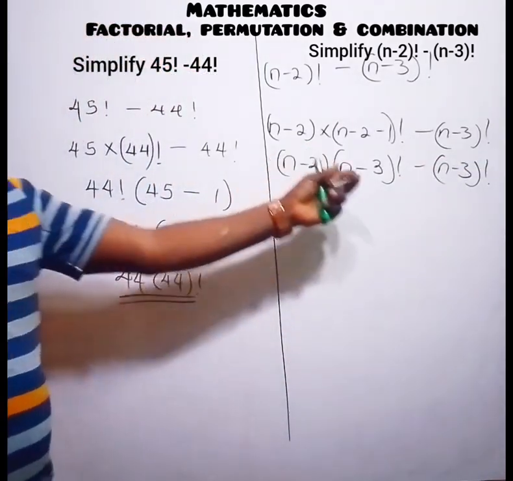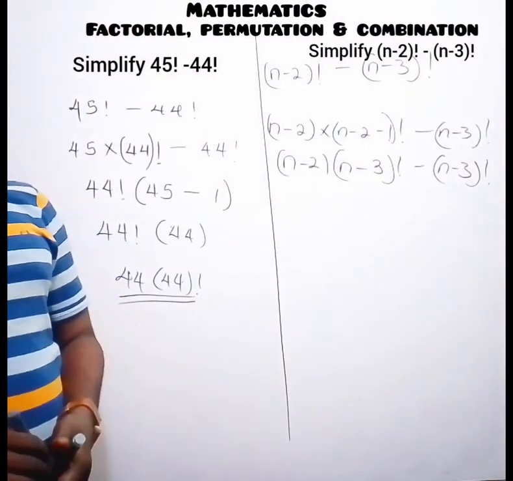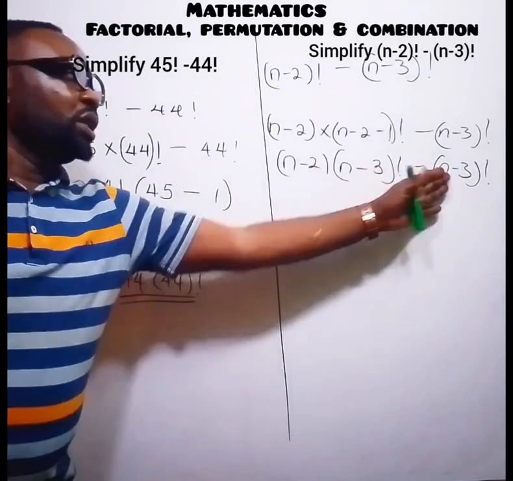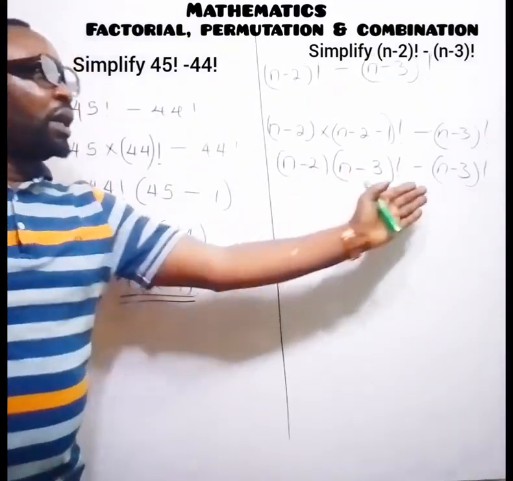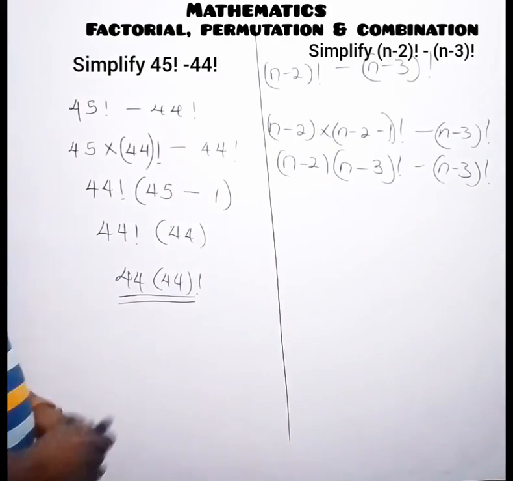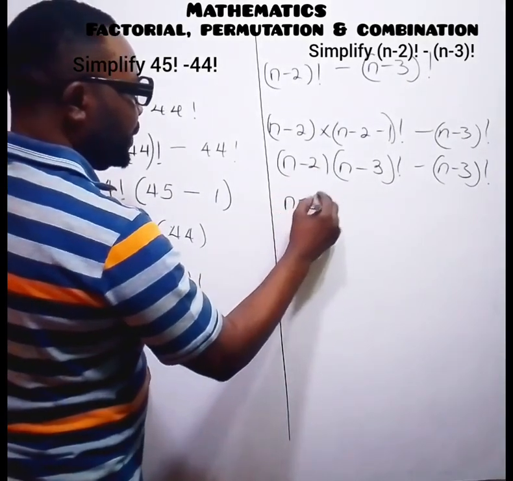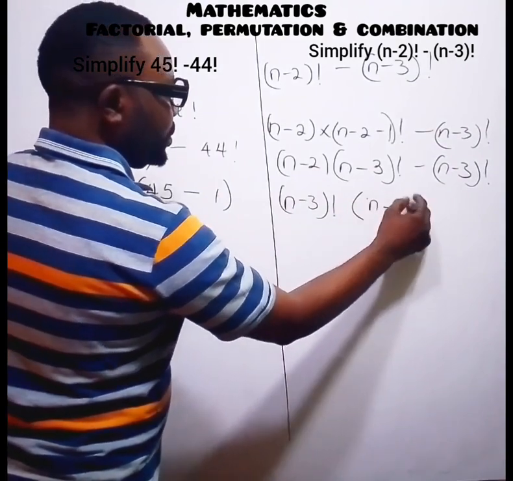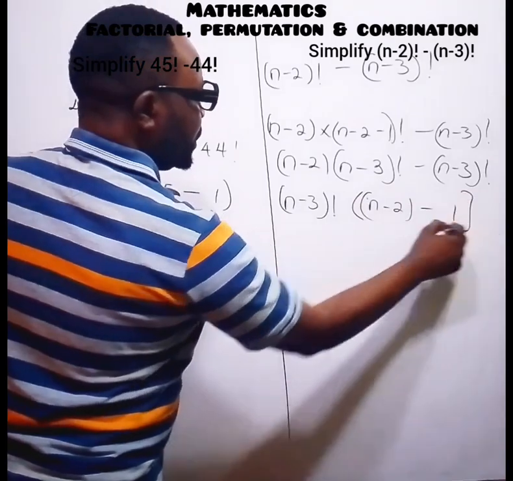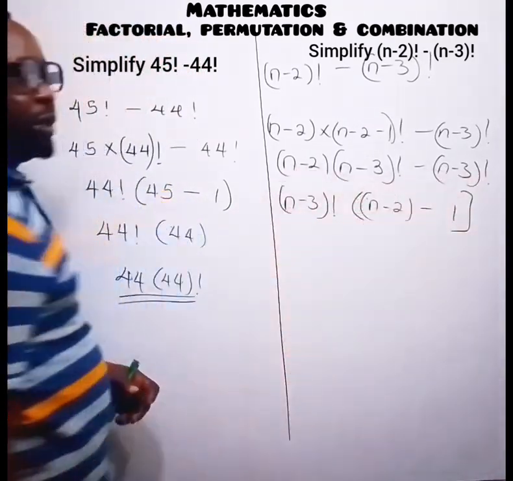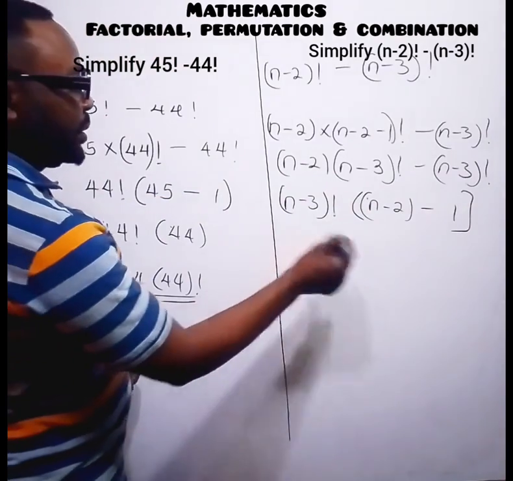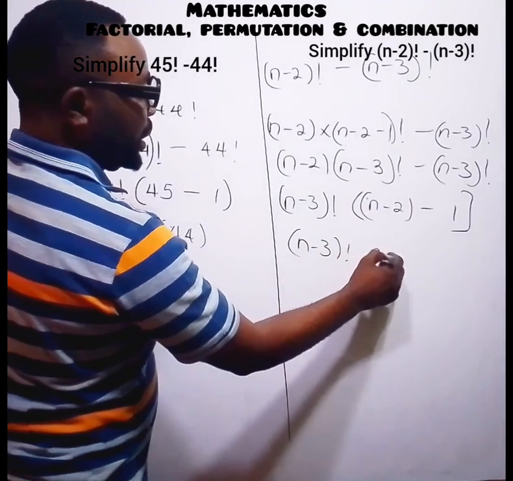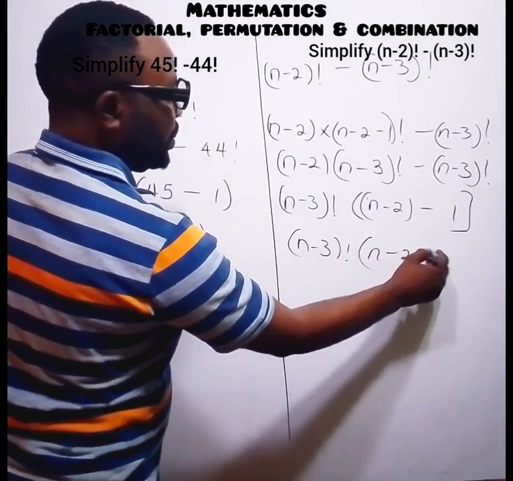Now, you can see that the expression has become the same value right now. What is the common value between this expression and this particular function? It is n minus 3 factorial into bracket n minus 2 minus 1. If you expand it, you get this expression back. In that regard, I can now say that this is n minus 3 factorial, end of bracket n minus 2 minus 1.